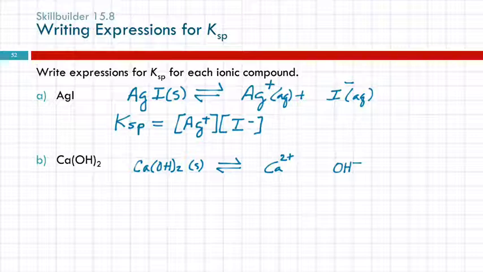Calcium has a 2+ charge. That'll be aqueous. Hydroxide has a -1 charge. That'll be aqueous. And we have to make sure this is balanced. Is it balanced? No. There are 2 OHs for every calcium, and so I need a coefficient of 2 in front of OH.